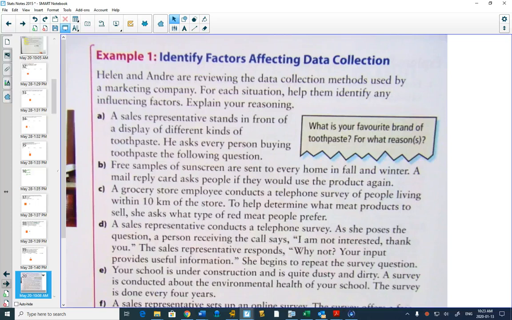They're only looking at red meat, so that doesn't help you sell. It says what kind of meat products, but if you only ask them what kind of red meat they prefer, that could affect the results because they're not going to say chicken or things like that. Okay.